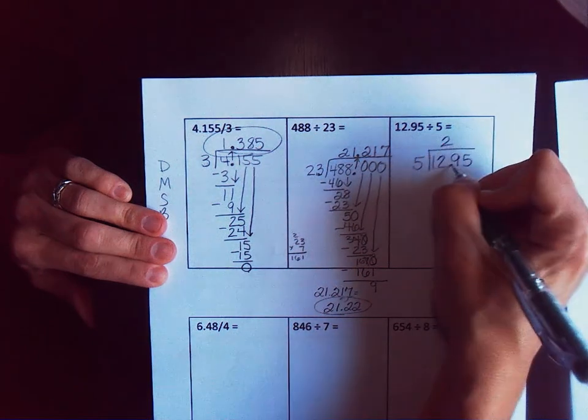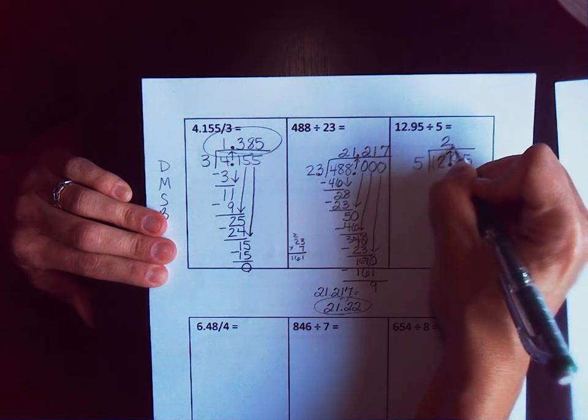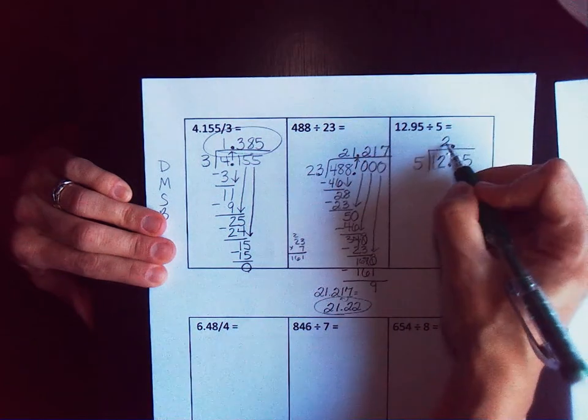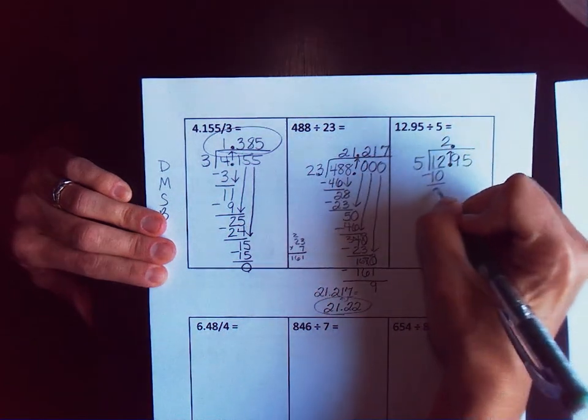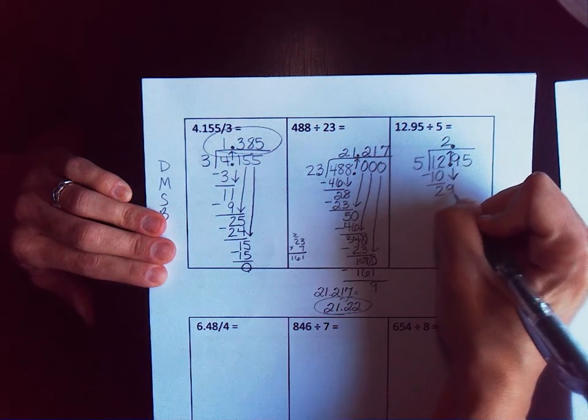Yes, it goes in twice. Oh, I almost forgot to bring up my decimal. That's why you need to do it first thing. 2 times 5 is 10. I subtract, get 2. Bring down my 9.